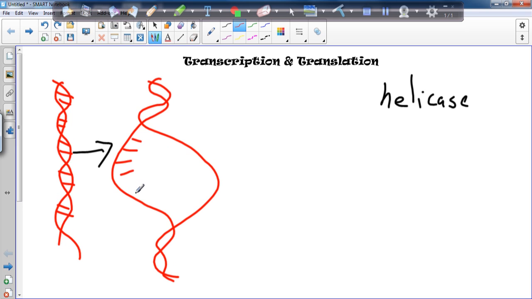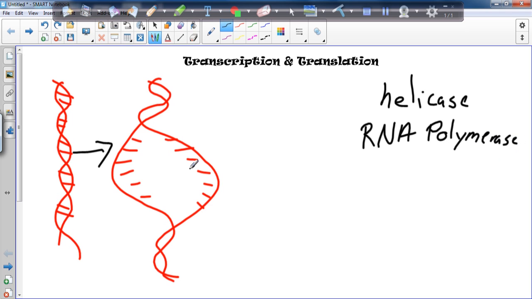With the hydrogen bonds broken, the structure is now unzipped, and the bases are now available for RNA polymerase to come in to make the messenger RNA, which is the copy of this sequence. And then once the messenger RNA is made, the messenger RNA will leave the nucleus, go to the cytoplasm, where it's translated to make protein.